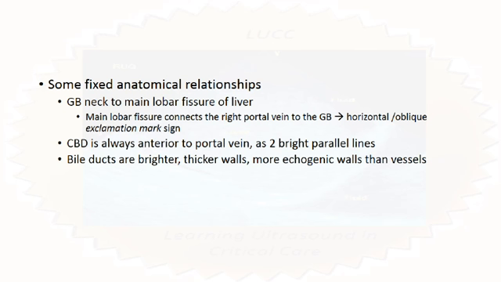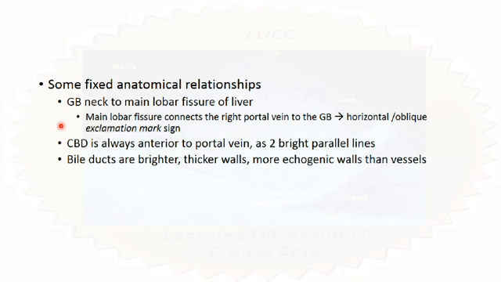Now, as I said, the neck of the gallbladder has some fixed anatomical relationships. The neck of the gallbladder is related to the main lobar fissure. So the fissure that divides the left and the right lobes of the liver is called the main lobar fissure. And the gallbladder neck is related very closely to that. And this results in what is called an exclamation mark sign, which I'll show you.